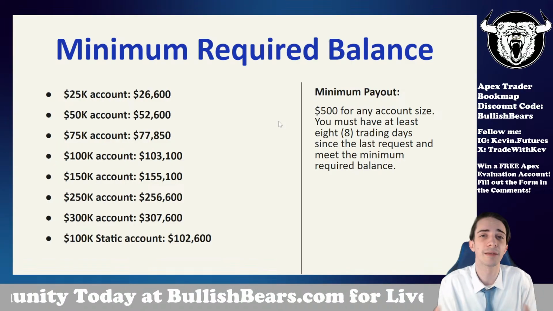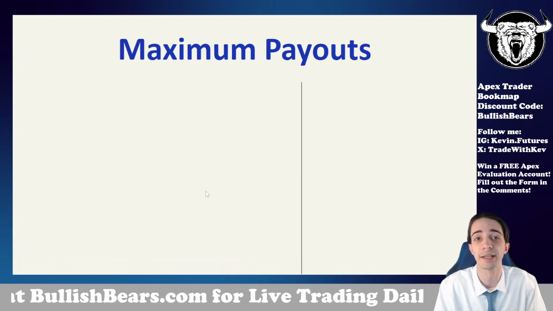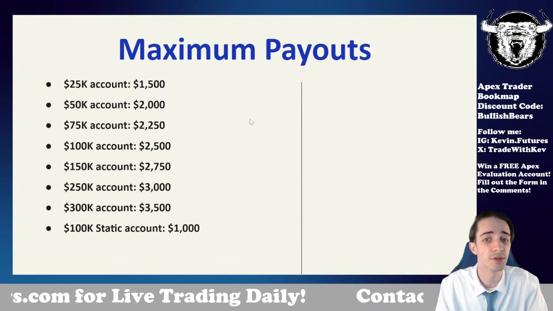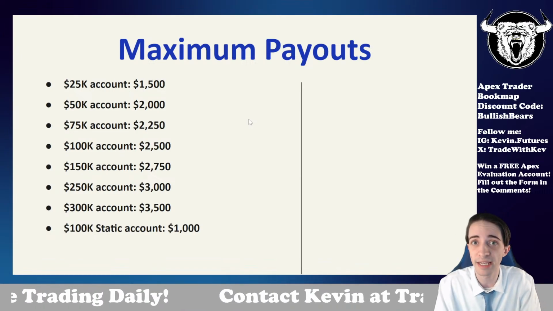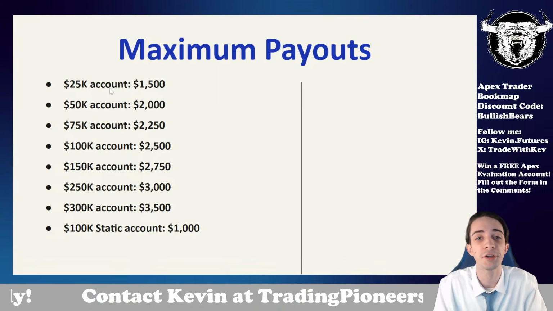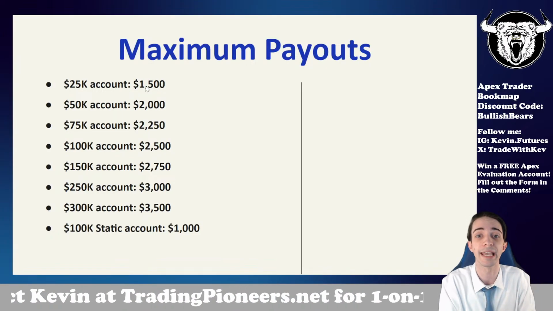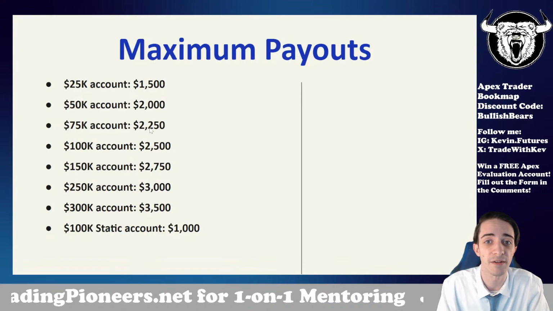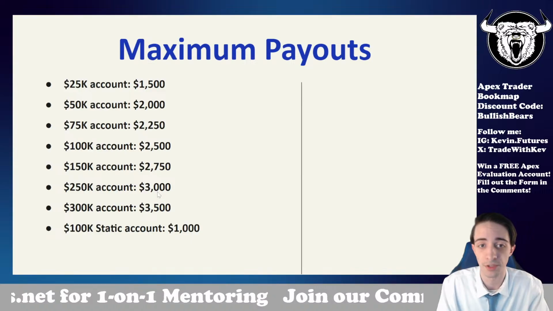Now, just because this is the minimum doesn't mean this is what you have to request. You could also request the maximum as well, and that's going to be on this page. So 25K account through the 100K account, this is the maximum payouts you could take per payout cycle until you hit that 100% PNL withdrawal. So 25K account, you could take out as much as 1,500 per 8 days of trading. 50K is 2,000, 75K is 2,250, 100K is 2,500, and so on and so on.